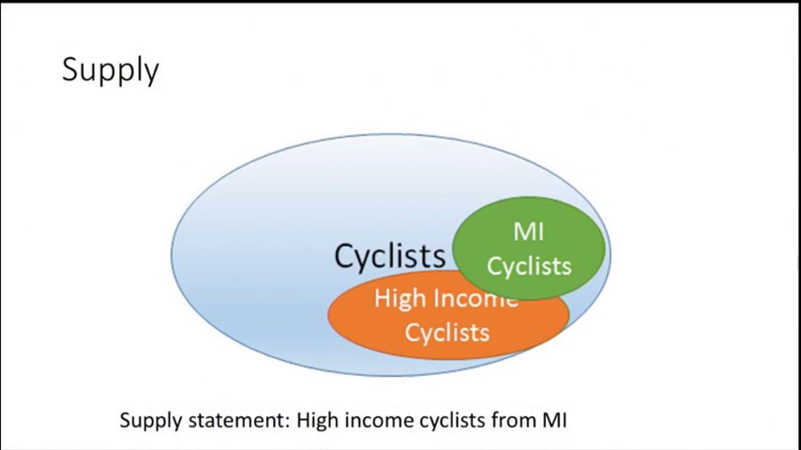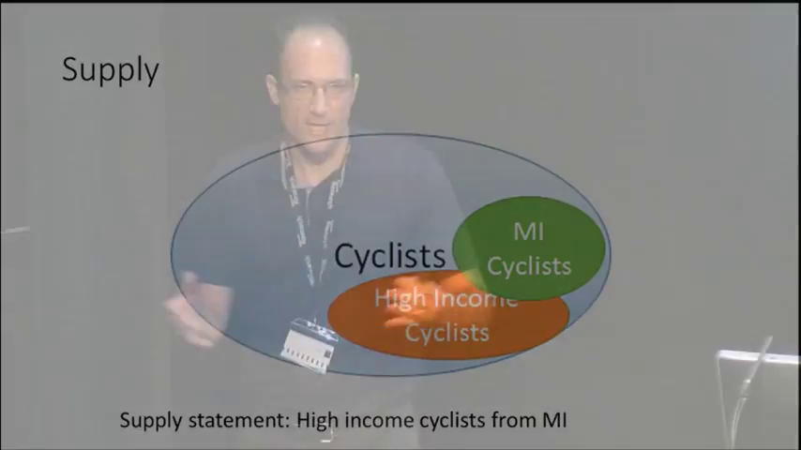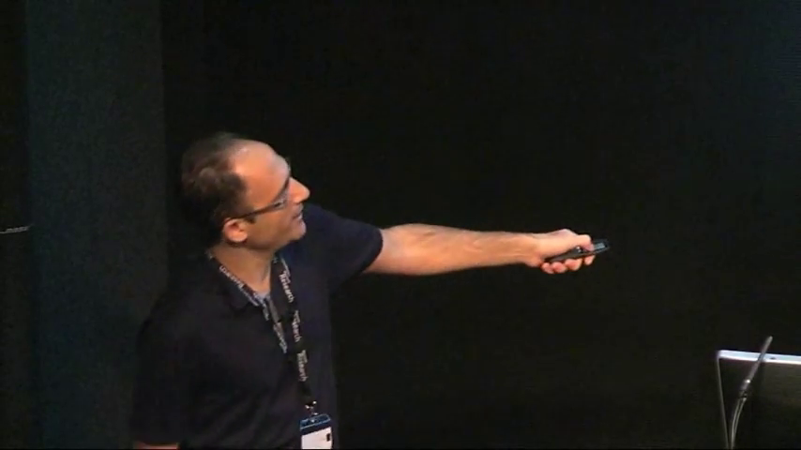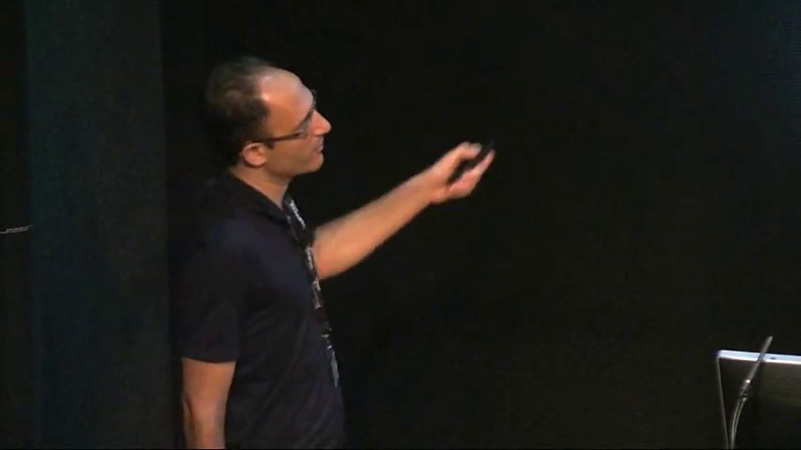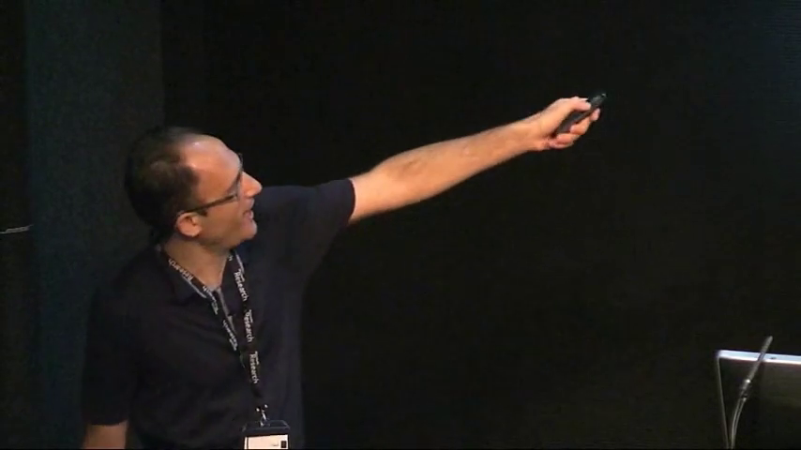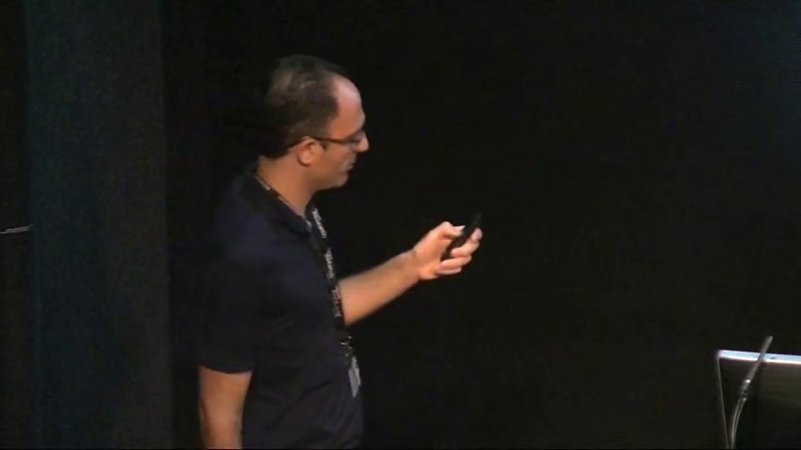On the supply side, we have a similar problem. Someone has a supply statement like high-income cyclist for Michigan, and there are three different market goods here: Michigan cyclist, high-income cyclist, and also just cyclist. And this is just an example. We might not have this market good cyclist, right? It's not necessarily that we have some closure here.